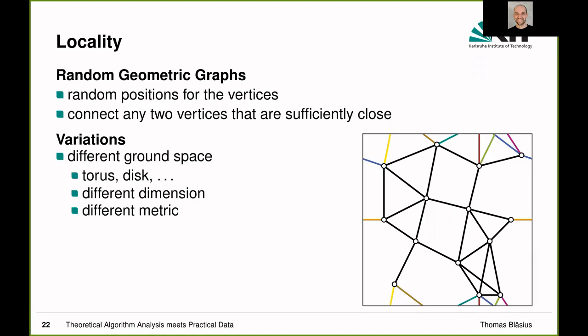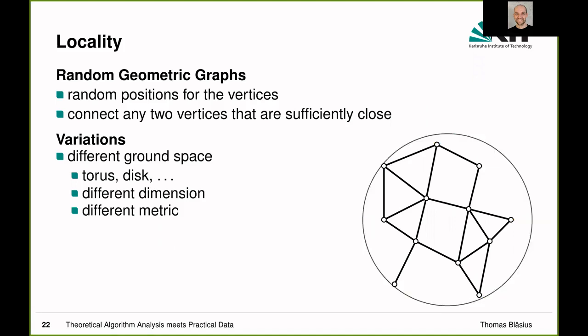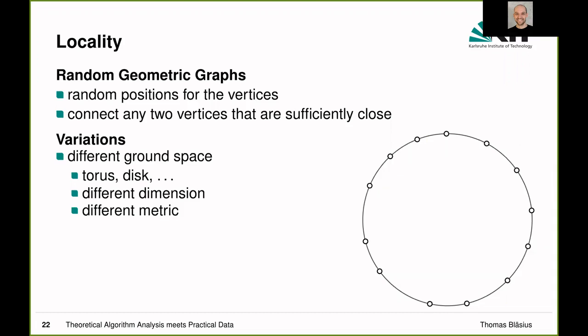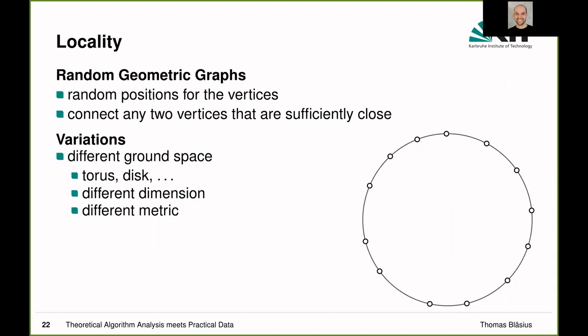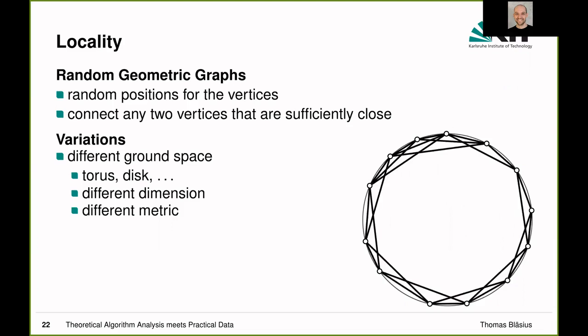Or instead of the square, you could use a circle. I think the most commonly studied random geometric graphs are those in a circle or those in a square. Or you could use different dimensions. This is two-dimensional. Let's say we have just one-dimensional graphs. You place all the vertices on a circle and you connect them if their angular distance is sufficiently low, and so on. Now, this gives you very local structures, so networks with a high level of locality.